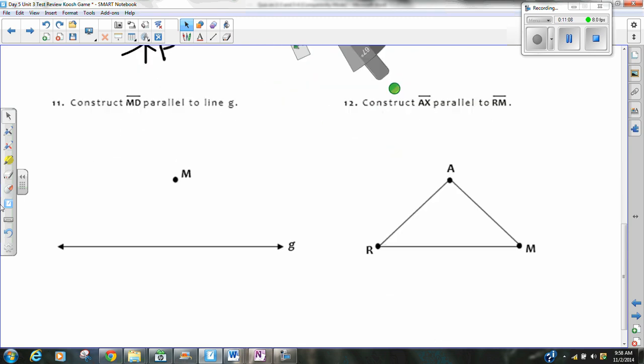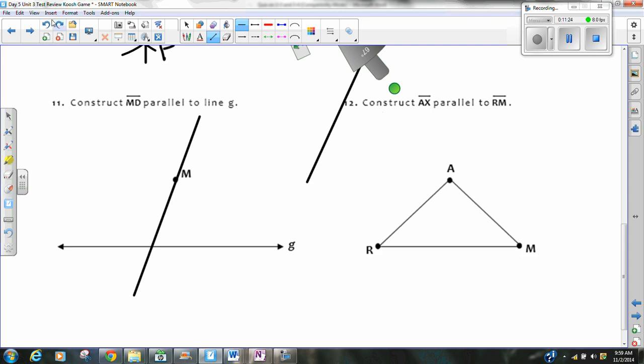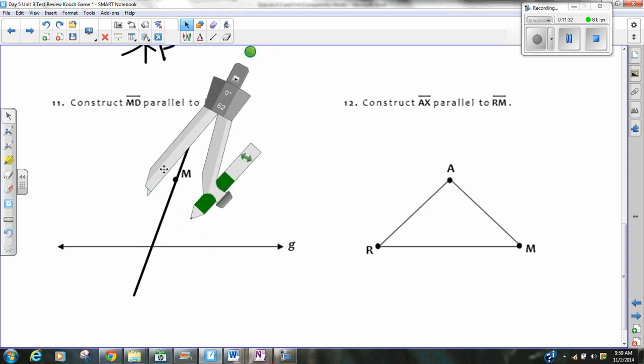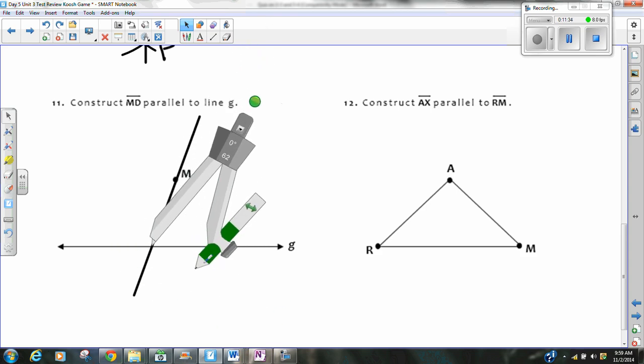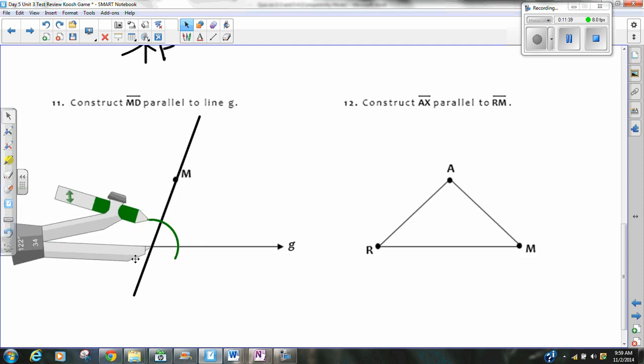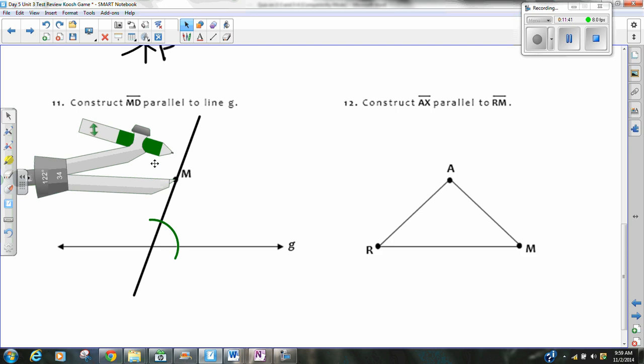To construct a line parallel to another line, you remember, you draw a transversal going through M. We're then going to construct congruent angles by using your compass. If you recall, you put the point on the vertex of the first angle. Doesn't matter how big it is, I'm going to make it a little smaller. And then you come up to point M and create the same arc.